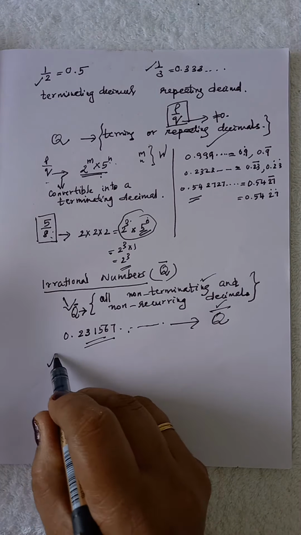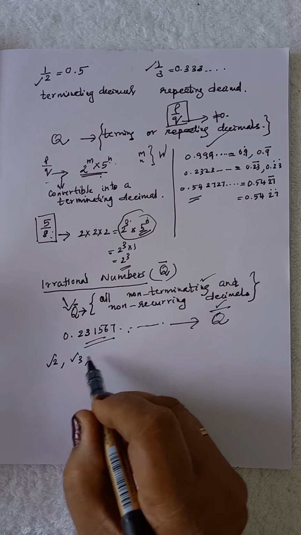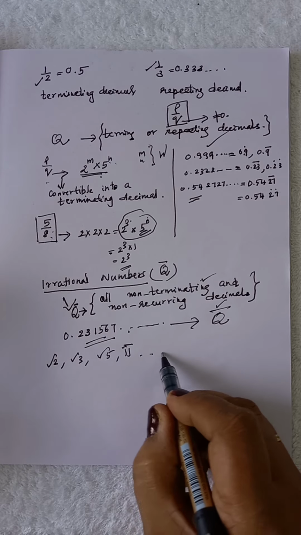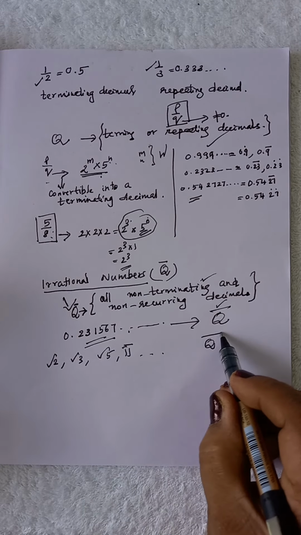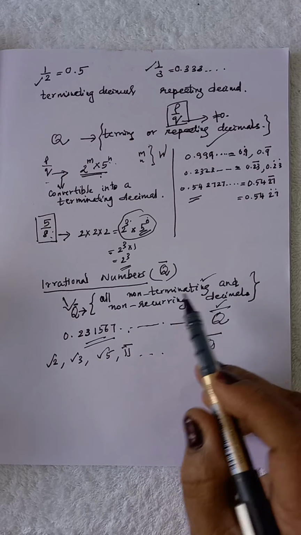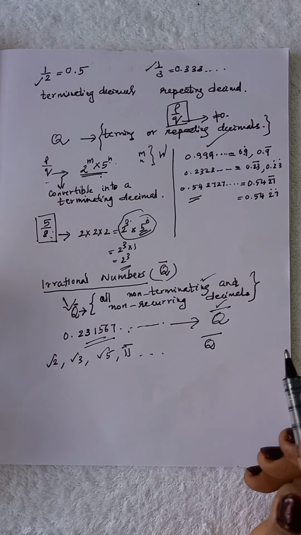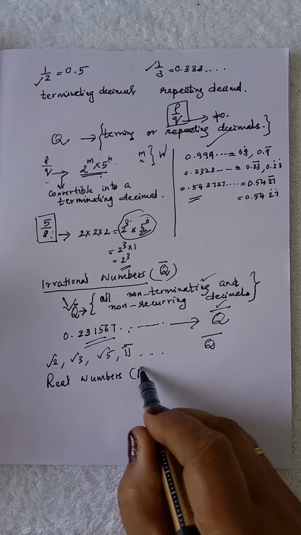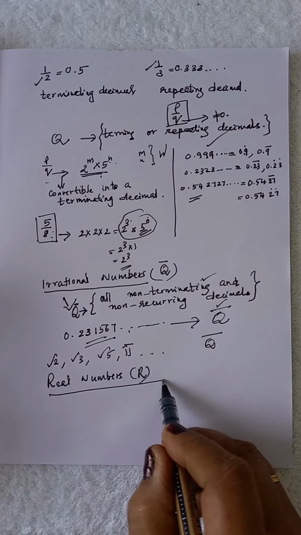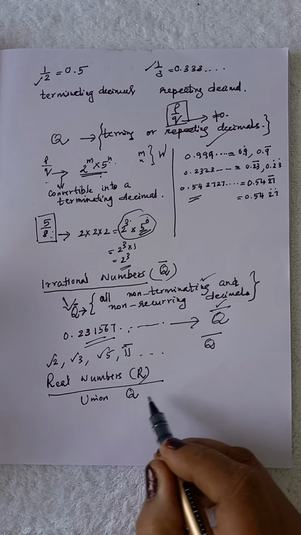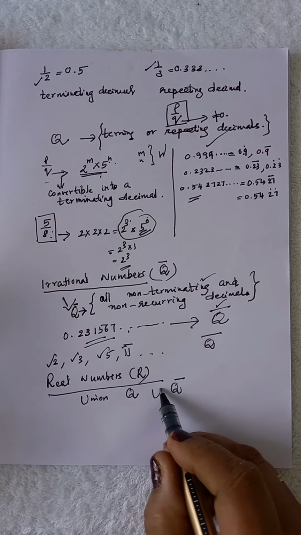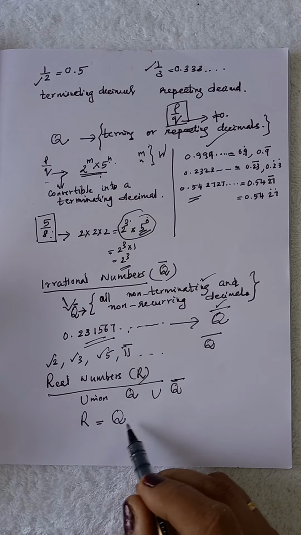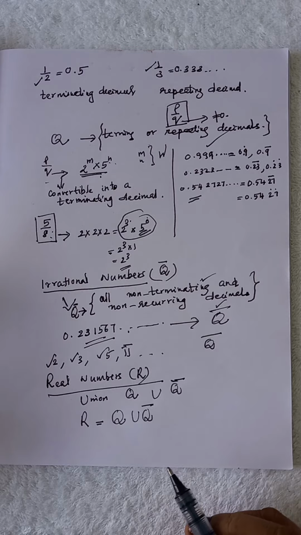In the same way, root 2, root 3, root 5, pi, etc. are also irrational numbers. They are also non-recurring and non-terminating. Now what are real numbers? Real numbers are represented as capital R. Real numbers are the union of rational and irrational numbers. That is, real numbers R is equal to Q union Q dash.